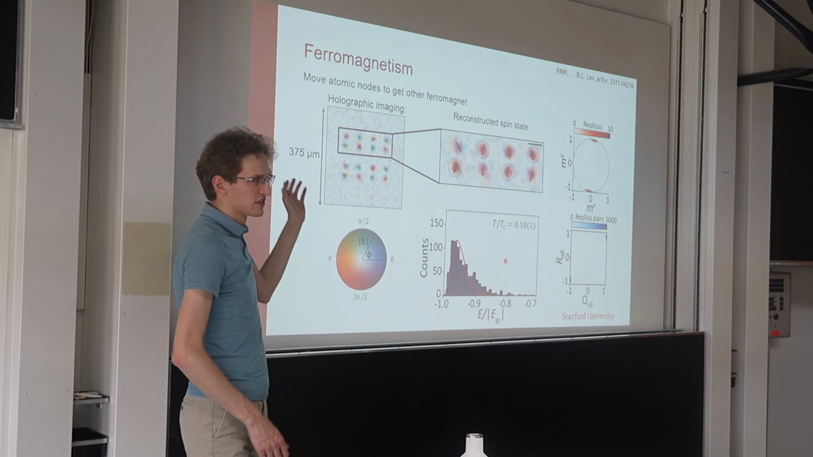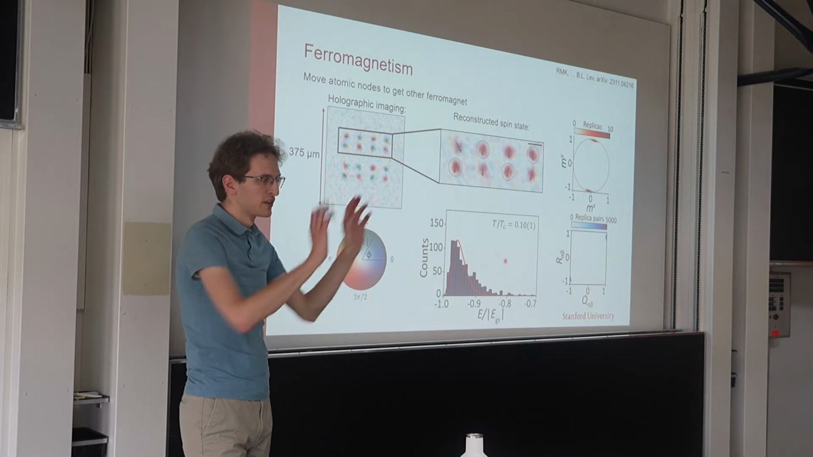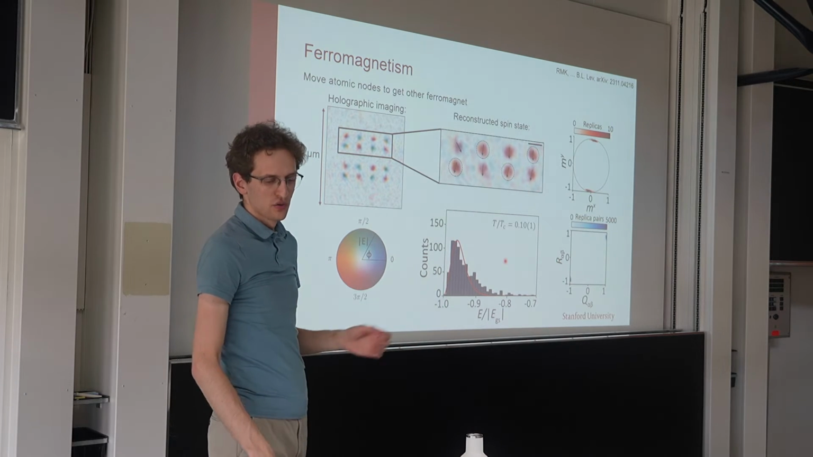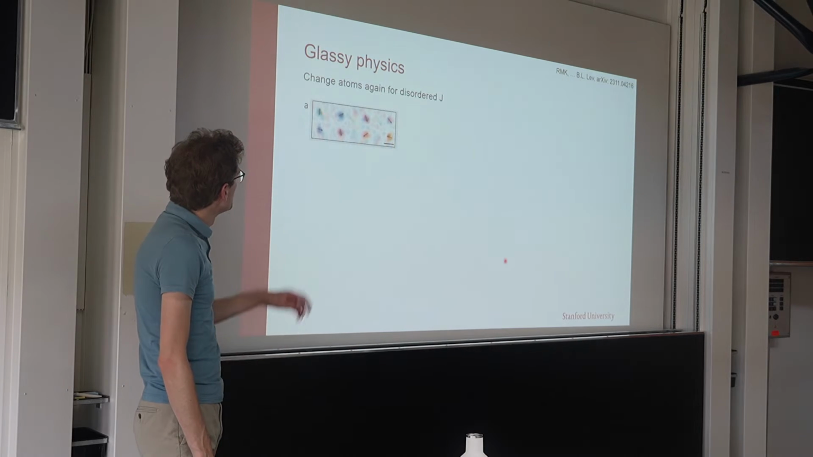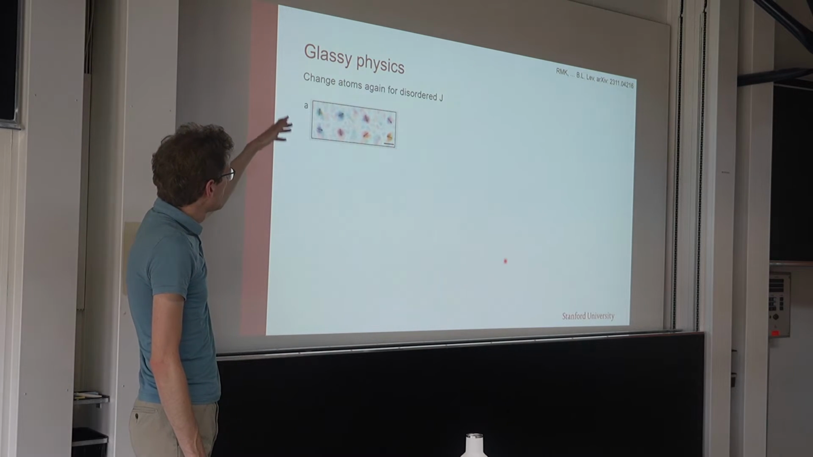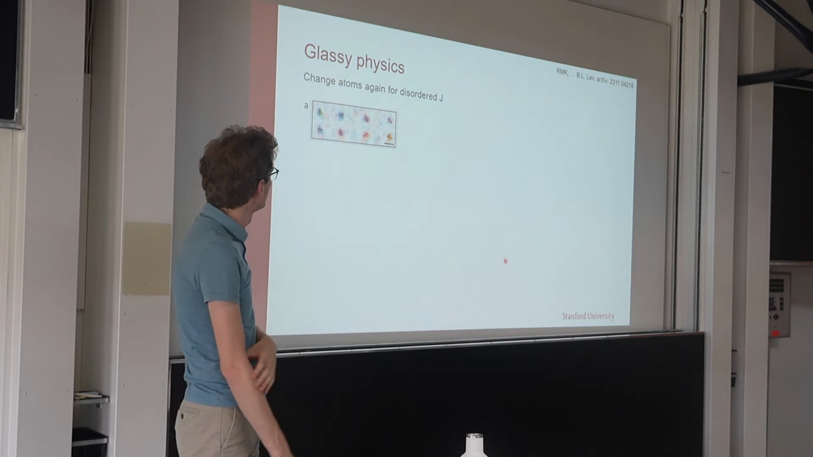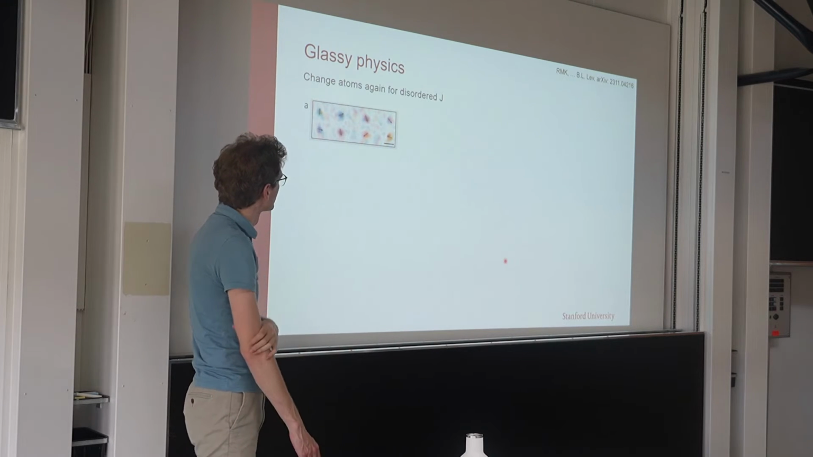Finding glass instances is easier. You just need to sprinkle them in to get a disordered instance. So that's what we do next. Here we change the positions. I already extracted the spin configuration. You can see, okay, it's some kind of messy thing.